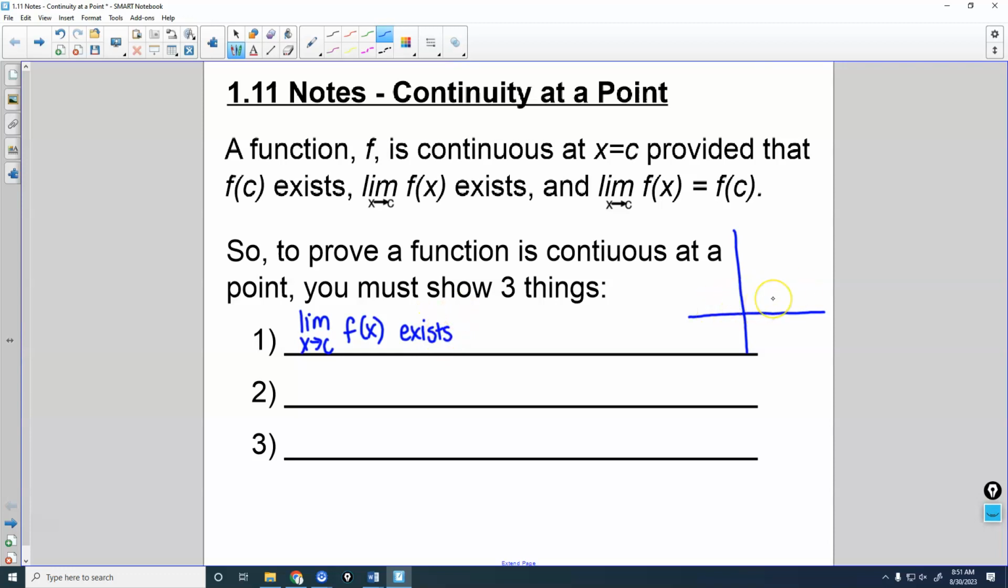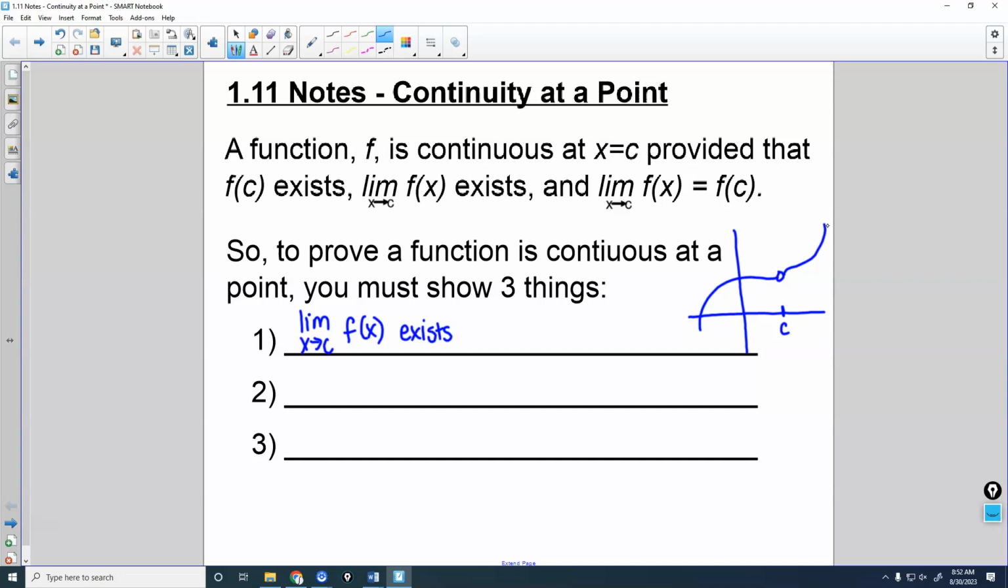So, for a limit to exist, let's say c is right here, and this is our function. I could have a hole in the graph right there. My limit exists. Is that function continuous if I have that? It would not be considered continuous. A hole in the graph is a discontinuity.